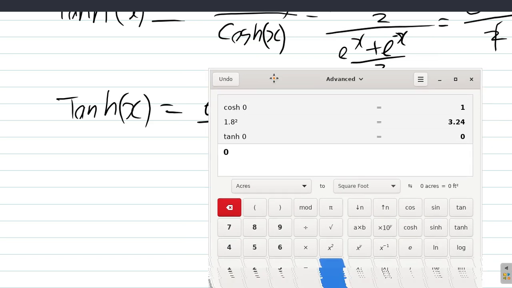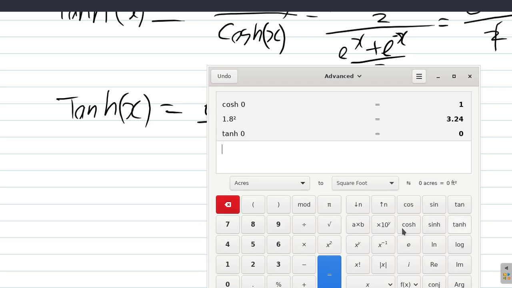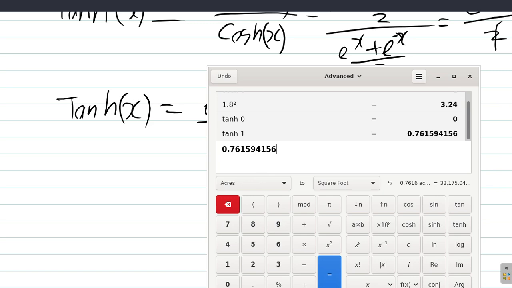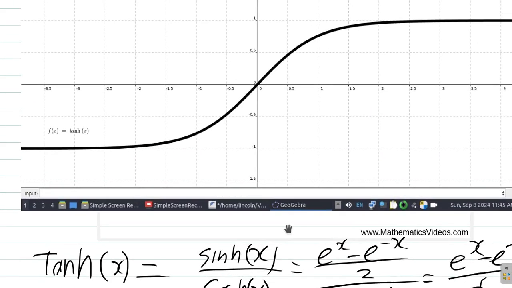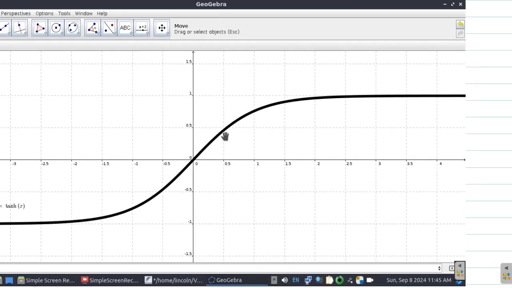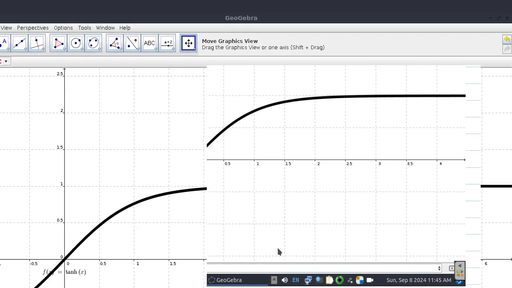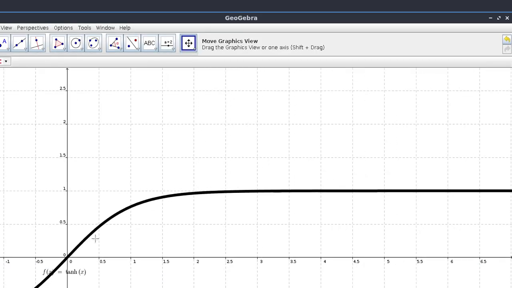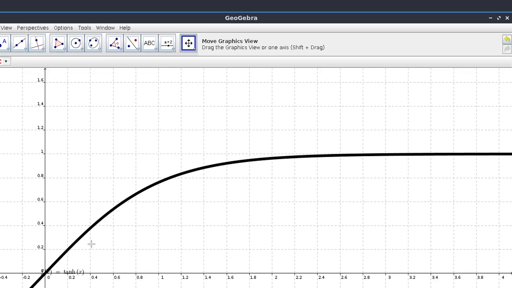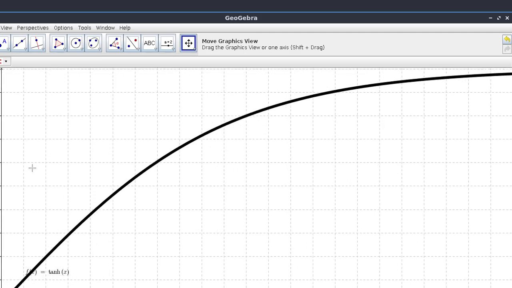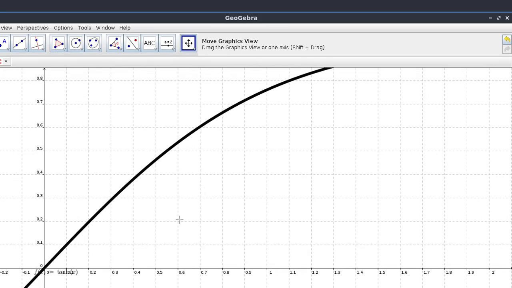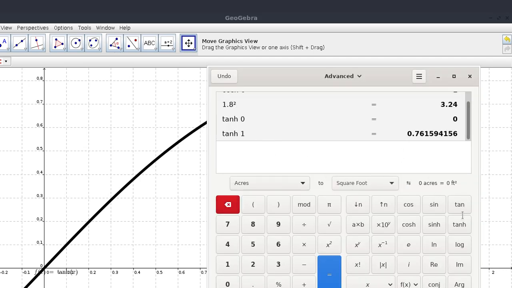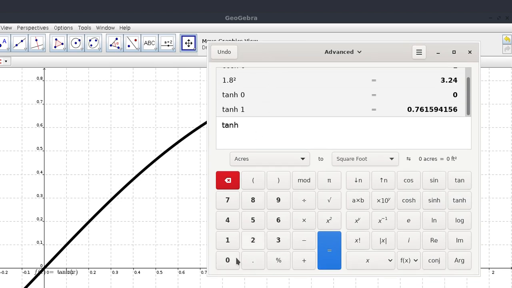And then the tan of 1 equals 0.762 if we round off to 3 decimal places. It looks as if the tan of a half is, where's the half line now? I want to look at the half line and see what's going on here. The tan of 0.5 is a little below 0.5. It's not what I'm seeing here. So let's see. The hyperbolic tangent of 0.5 equals 0.46 something. Alright, agrees with the graph.